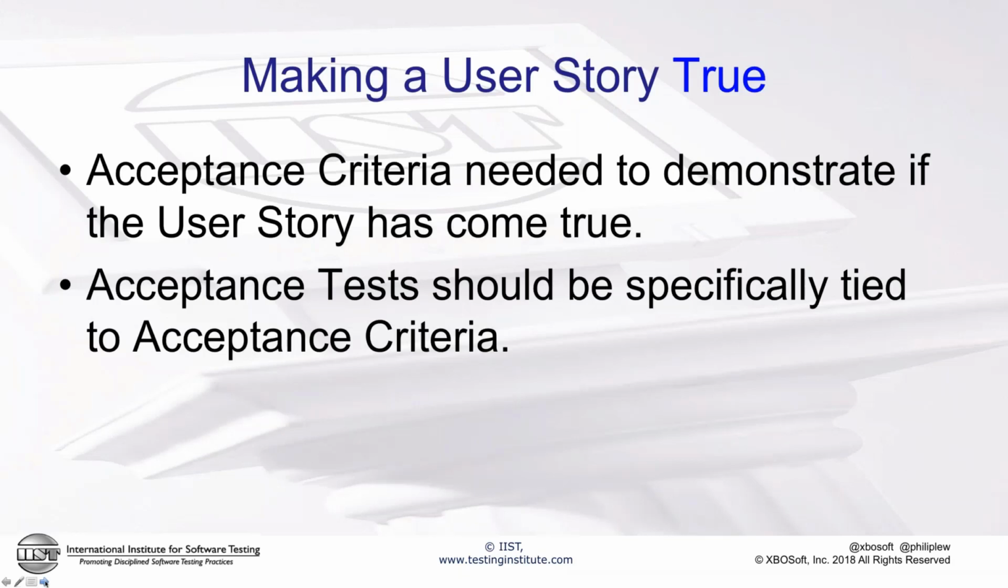And so a user story, in order to become true, needs acceptance criteria. Acceptance criteria really need to let you know, yes or no, true or false, that the user story came true.